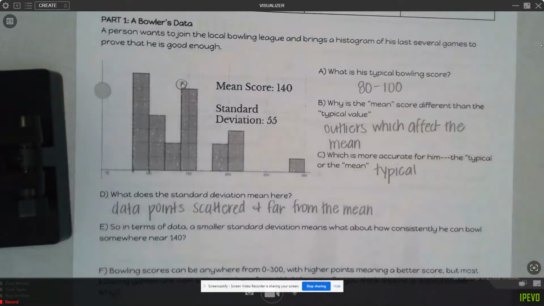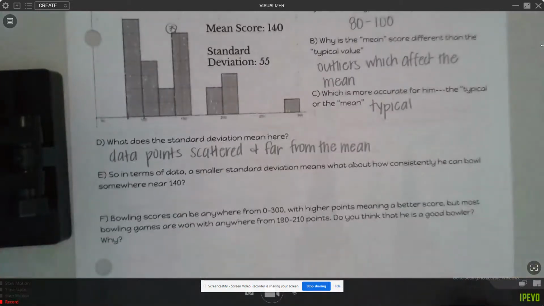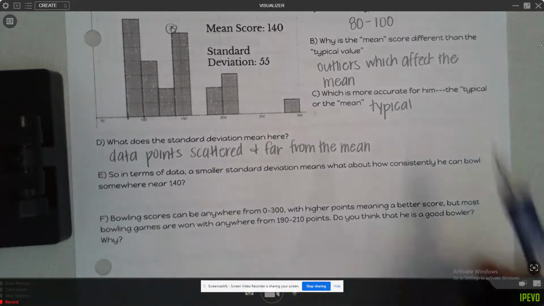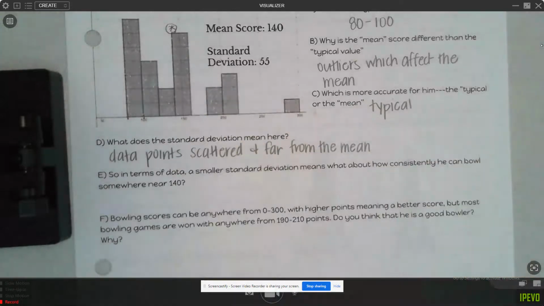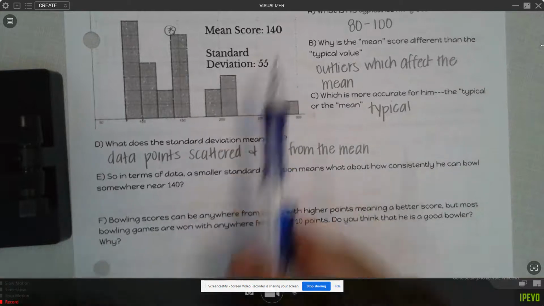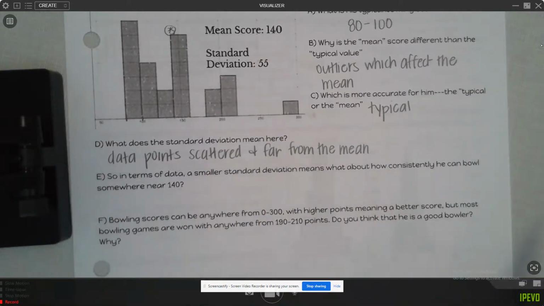Okay. So in terms of the data, a smaller standard deviation means about how consistently he bowls somewhere near. So smaller standard deviation means he's going to have more values around that mean score, around that 140. But since my standard deviation is so high, we have them scattered all over creation.